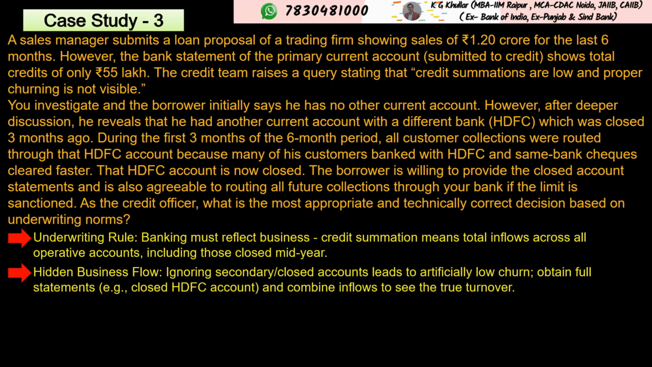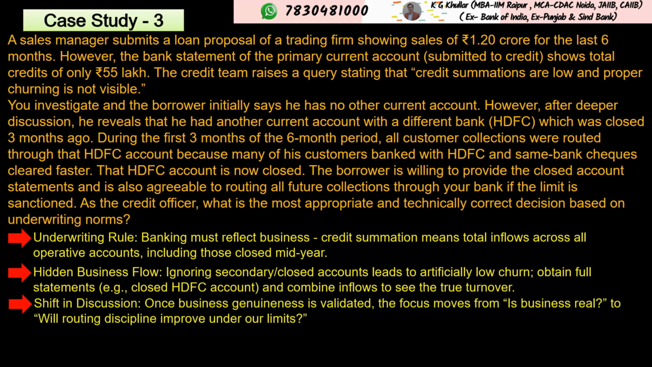The right step is to obtain statements of that closed HDFC account, combine both accounts and see whether the inflows truly reflect the borrower's reported sales. Once this reconciliation is done, you get the real picture of the business. Then next, once the full credit submission turns out to be logical and consistent with turnover, the credit officer's discussion shifts from genuineness of business to future routing discipline.